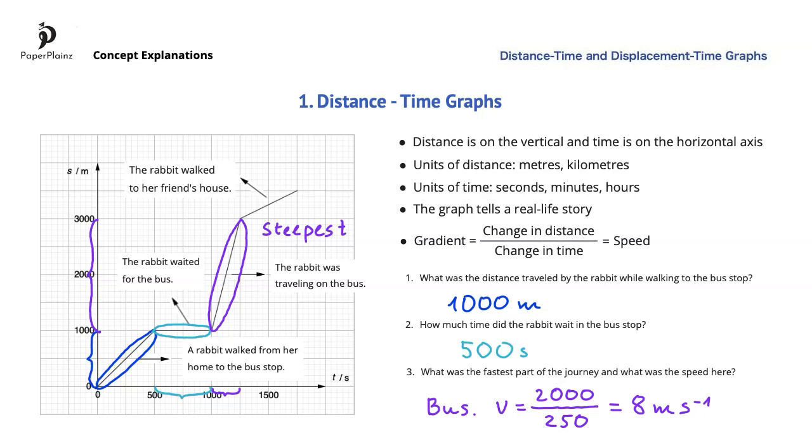One final note here. Even though on exam questions, you will often see graphs with straight lines, this is not how actual real-life motion graphs look. Real-life motion graphs would be curvy because motion is continuous and there are no sudden instant changes, as for example here when the rabbit arrives at the bus stop and her speed dropped to 0 instantaneously.